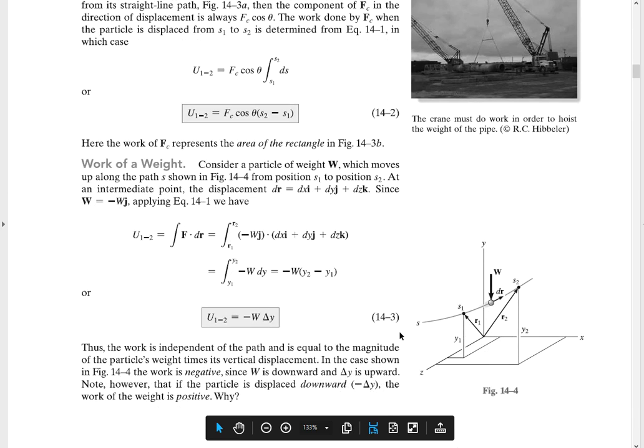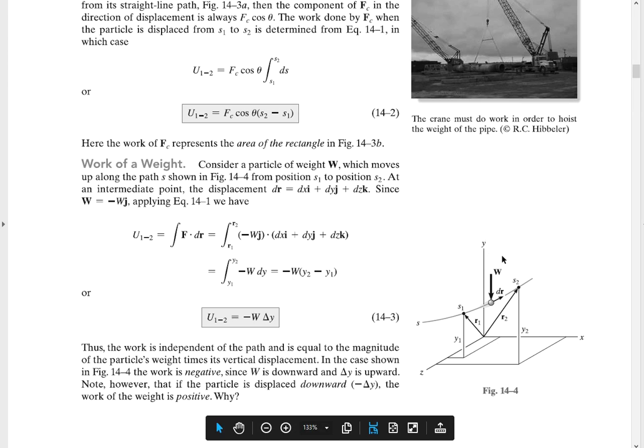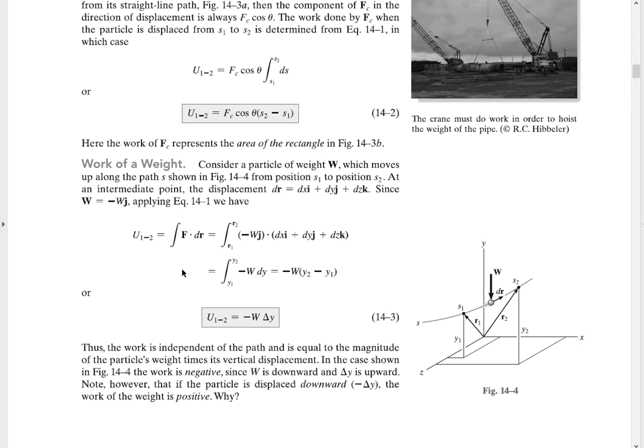Weight is the force that the gravitational field of the Earth exerts upon particles, and this is a graph where the y-axis is the vertical axis, and weight is always going to point downwards and be parallel with the y-axis.